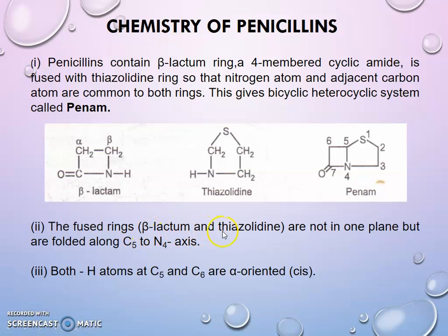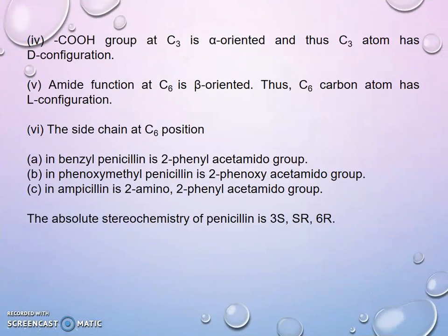The fused beta-lactam and thiazolidine rings are not in one plane but are folded along the C5 to N axis. Both hydrogen atoms at C5 and C6 are alpha oriented, meaning cis orientation. Then the carboxylic acid group at C3 is alpha oriented and thus the C3 atom has D configuration. The amide function at C6 is beta oriented, thus the C6 carbon atom has L configuration.